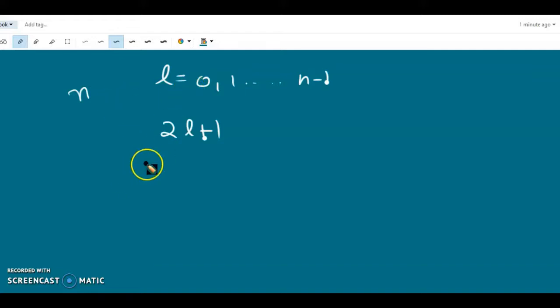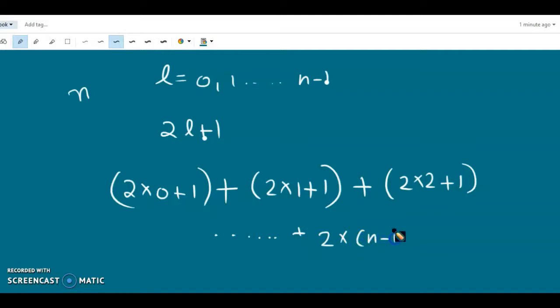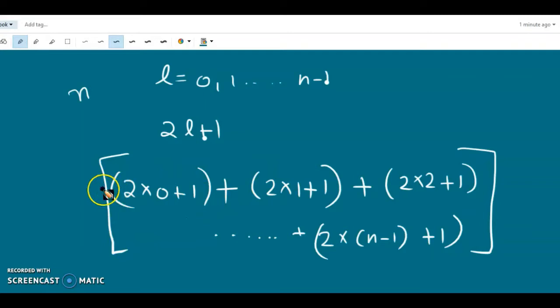അപ്പോൾ അത് L0 ആകുമ്പോൾ കൊടുക്കുക 2 into 0 plus 1. പ്ലസ് L1 ആകുമ്പോൾ 2 into 1 plus 1. ഇത്രയും ML വാല്യൂസ് പോസിബിൾ ആണ്. 2 into 2 plus 1 plus എക്സെട്ര. ഏത് വരെ പോവാം? lന്റെ വാല്യൂ n-1 വരെ പോവാം അല്ലേ. 2 into n-1 plus 1. അപ്പോൾ ഇത്രയും ഡിഫറെൻ്റ് ML വരുന്നു, ഓരോ ഡിഫറെൻ്റ് MLനും നമുക്കറിയാം MS പ്ലസ് ഹാഫും മൈനസ് ഹാഫും ഉണ്ട്.